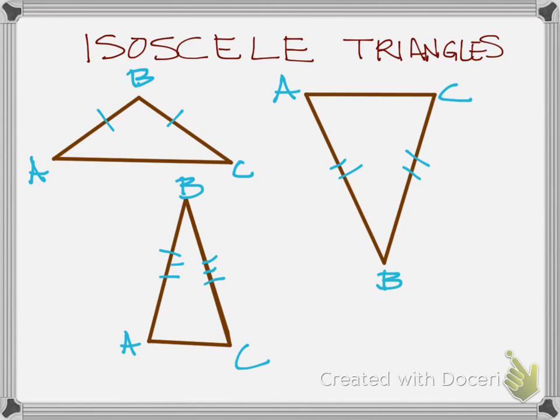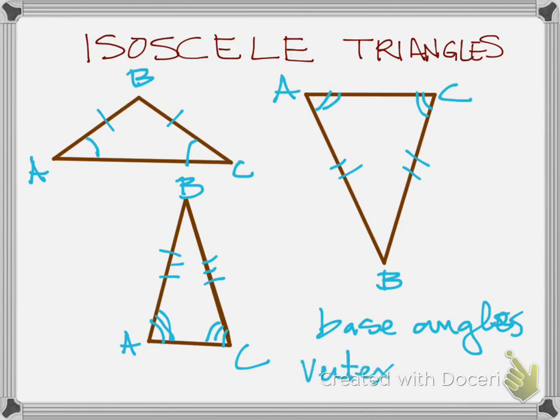Now, in an isosceles triangle, not only are the two sides congruent, but the angles that are opposite those two sides are congruent. So in each of these triangles, angle A will be congruent to angle C. And those angles are referred to as base angles. So the base angles lie along the base and they're opposite the other angle, and the other angle is called the vertex angle. So we have base angles and we have a vertex angle. So every isosceles triangle has two base angles and one vertex angle.